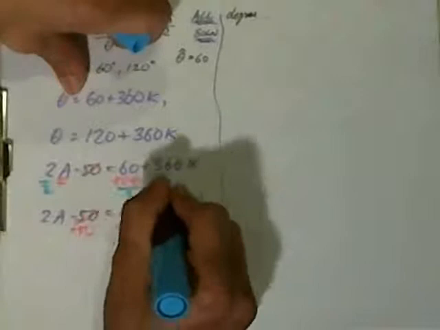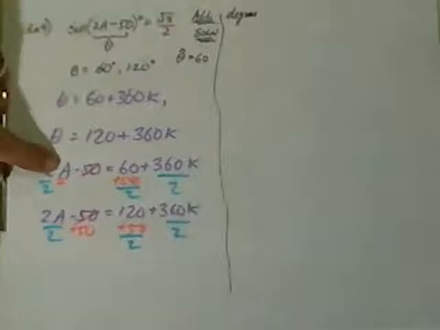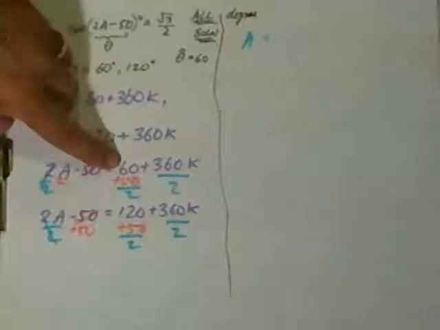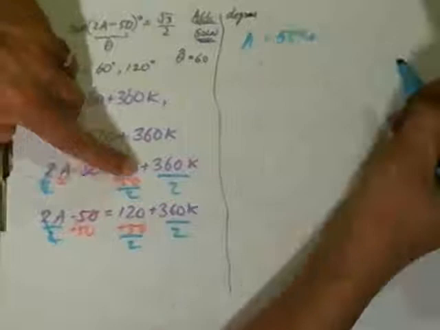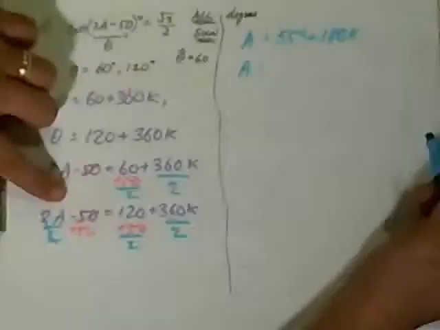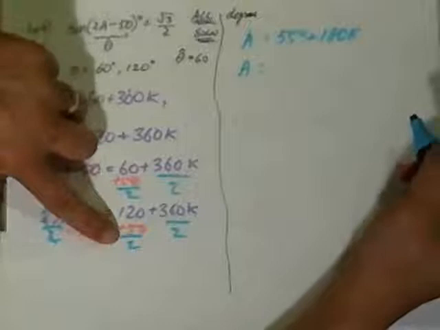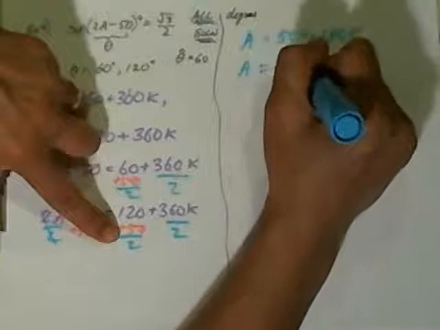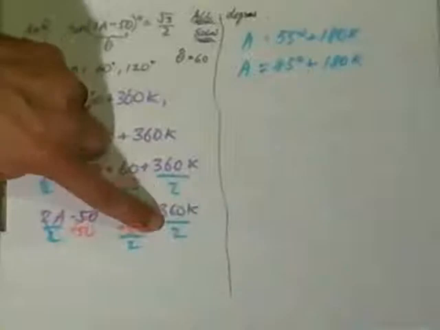Divide everything by 2. And your final answer, this cancels that. A is equal to 60 plus 50 is 110, divided by 2 is 55 degrees, plus 360 divided by 2 is 180k. And angle A for the second one is 120 plus 50 is 170 divided by 2. What is 170 divided by 2? 85 degrees plus 180 degrees K. 360 divided by 2 is 180, and you leave your K.